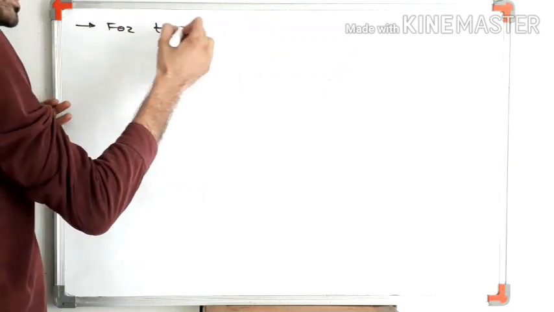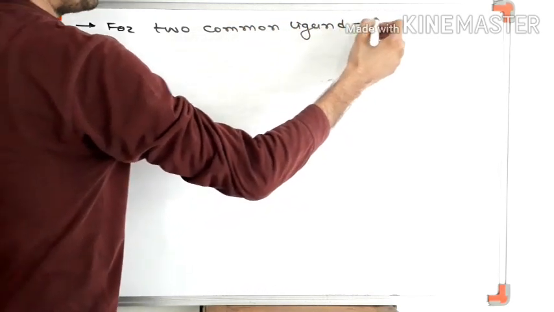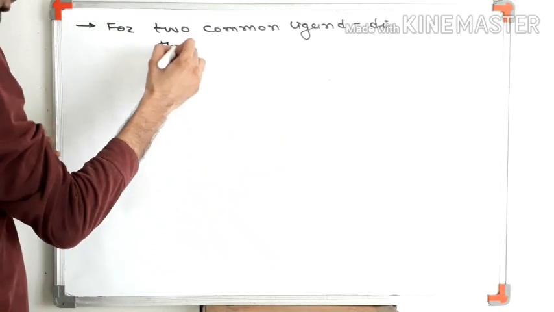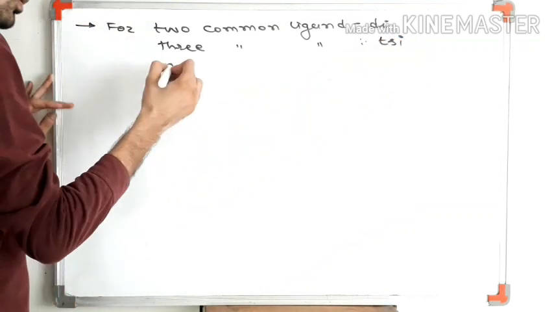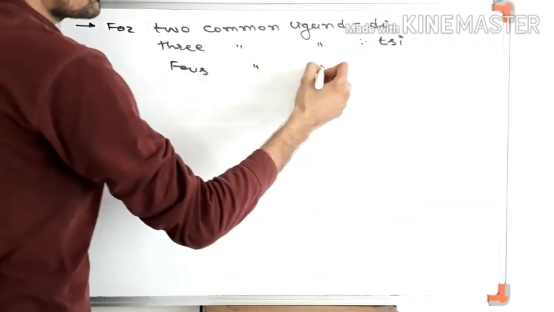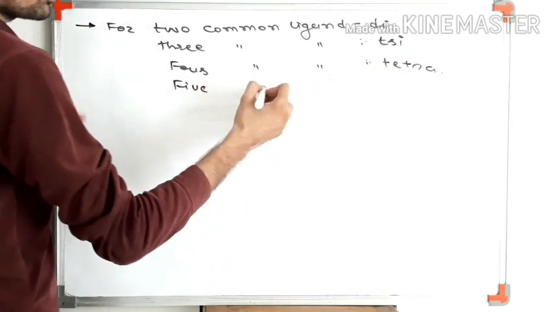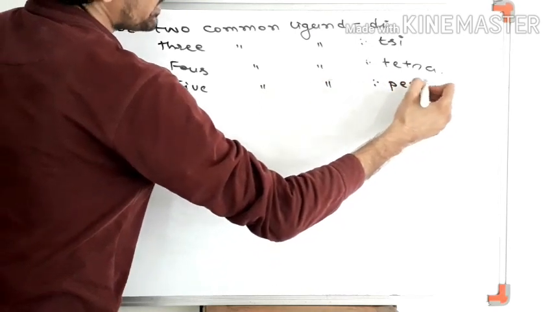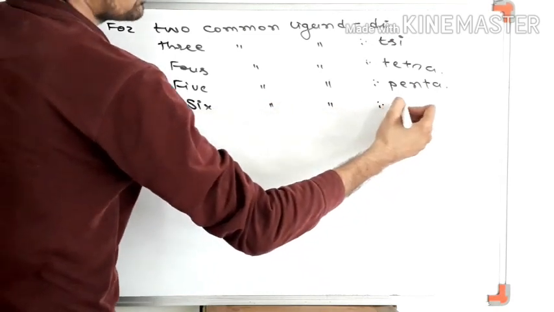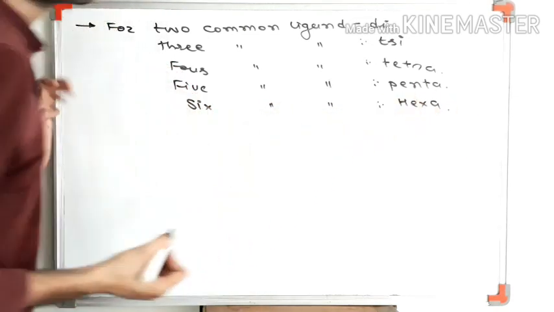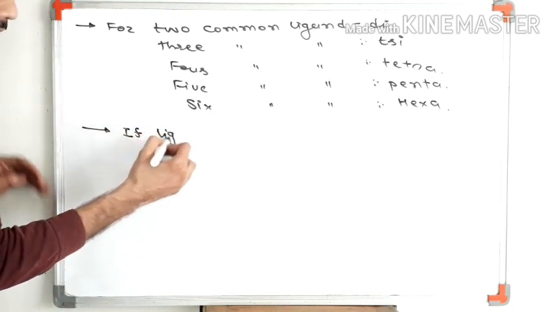For two common ligands, you have to apply di. For three common ligands, you have to apply tri. For four common ligands, you have to apply tetra. For five common ligands, you have to apply penta. For six common ligands, you have to apply hexa. What? Hexa.